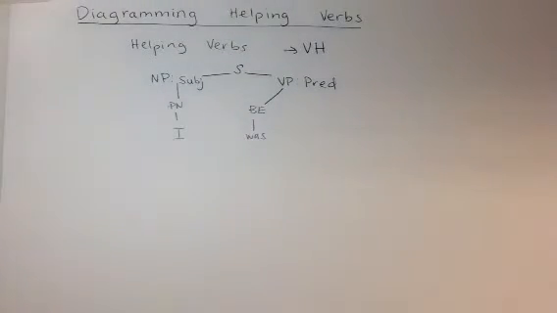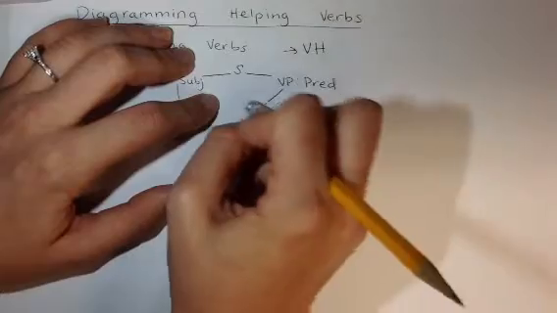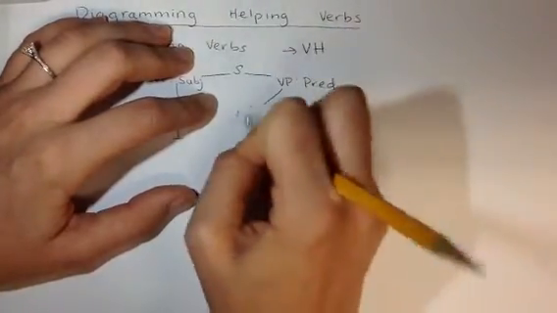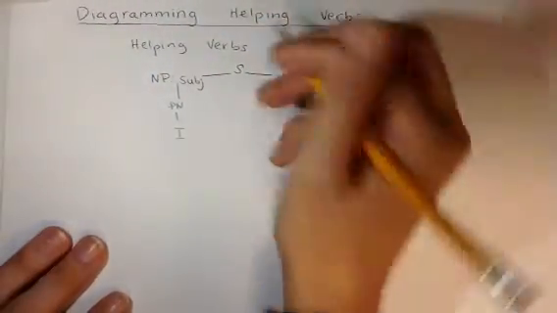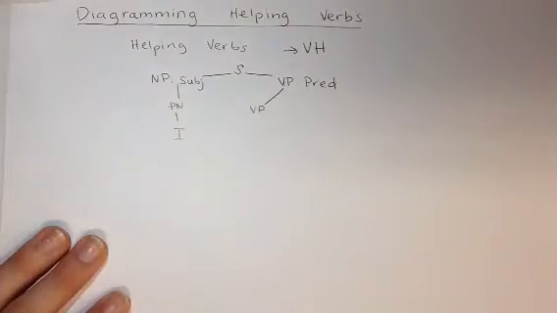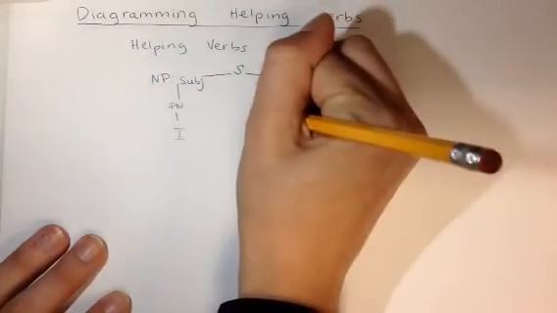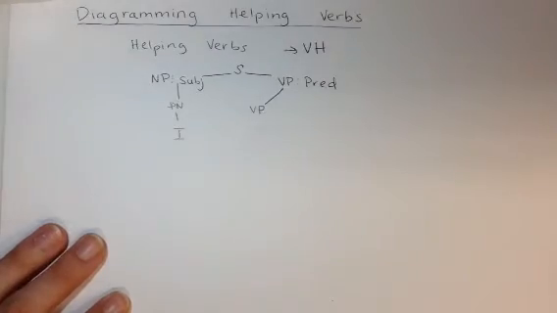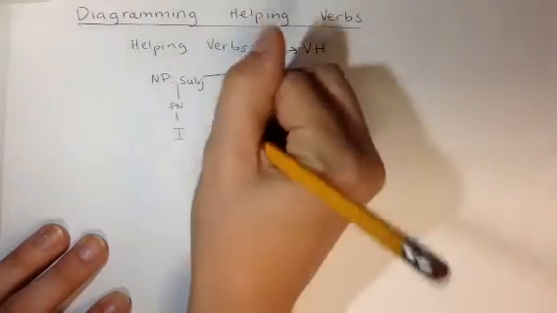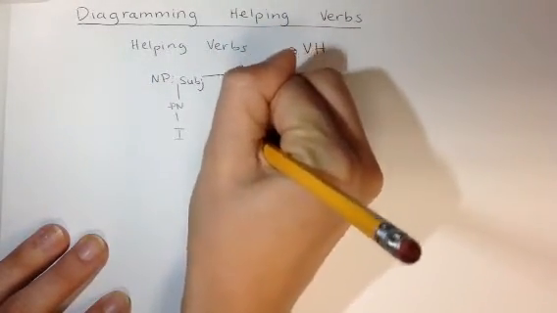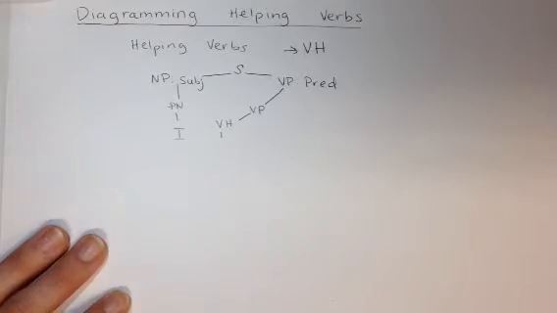Okay? But when you have a helping verb, you need to create a new verb phrase. So instead of listing directly what kind of verb you used, you need to write verb phrase. And you don't need to mark what kind of verb phrase it is, because that is its function in the predicate, to be the verb phrase. But then for every helping verb, you need to write VH and what kind of helping verb you had, and then the kind of verb you had.